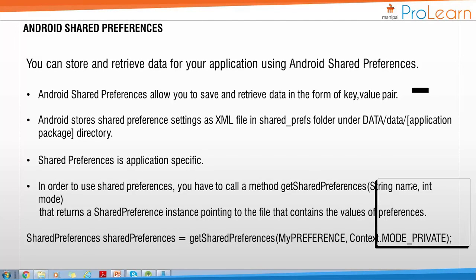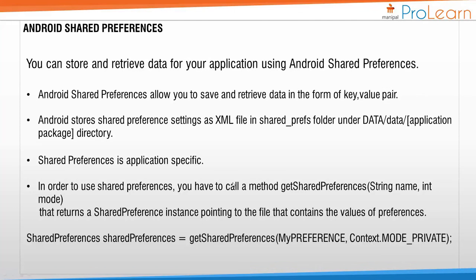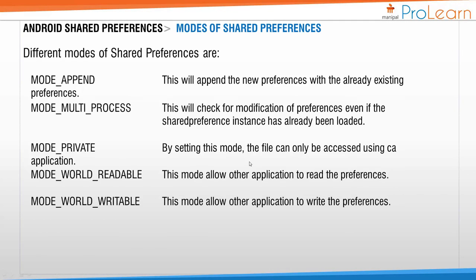So for example, this is how we will be using it. SharedPreferences object equals getSharedPreferences. MyPreference is nothing but the file name, and you give the mode, whether it is a private mode or a public mode. So these are the different modes of shared preferences.